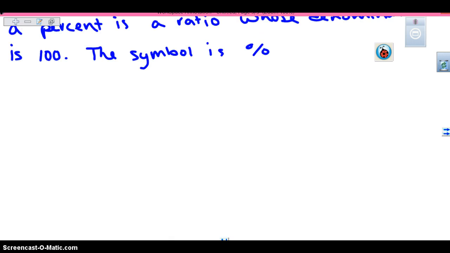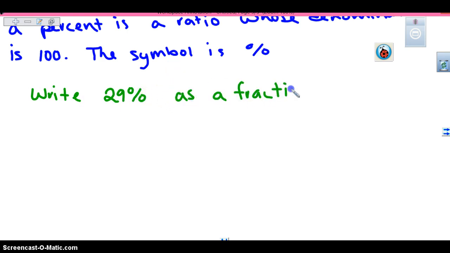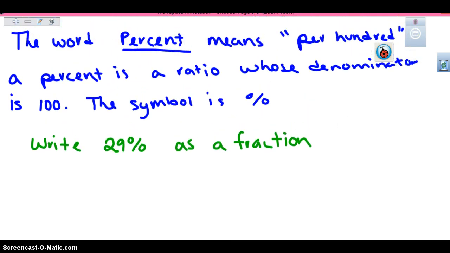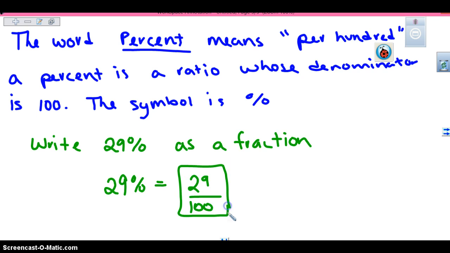So if we have to write 29% as a fraction, and we know that a percent is a ratio whose denominator is 100, we could say that 29% is equal to 29 over 100. This is 29% as a fraction.